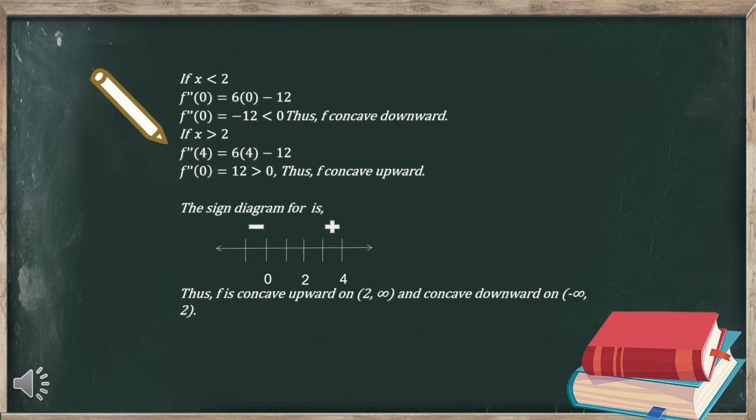This line shows the test of two regions, to the left of 2 where x equals 0, and then to the right of 2 where x equals 4. So thus the function is concave upward on 2 to infinity, and concave downward on negative infinity to 2.